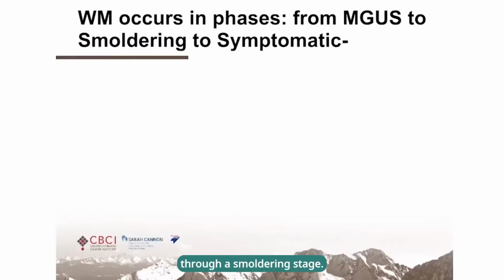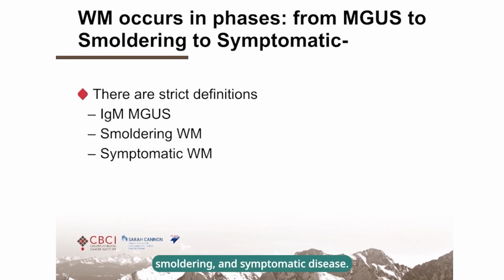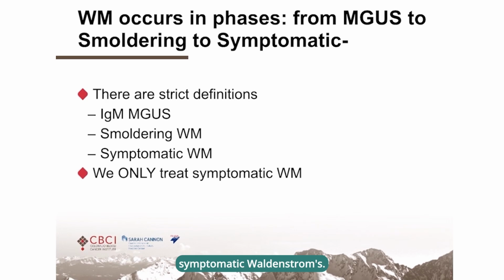Another critical point about WM is that it occurs in phases. We know this, and so it starts off as a precursor phase called MGUS, and then it goes through a smoldering stage, and then in many patients it goes from the smoldering stage to the symptomatic stage, but not all. And there are very strict definitions for each of these that have been agreed upon in the WM community. And so that's just for MGUS, smoldering, and symptomatic disease. And the critical thing to remember here is that we only treat symptomatic Waldenström's. We do not treat IgM MGUS unless it's associated with neuropathy, and then we don't treat smoldering WM either.